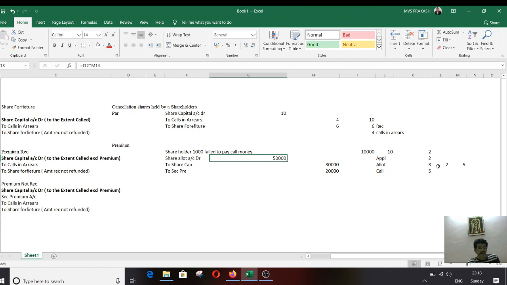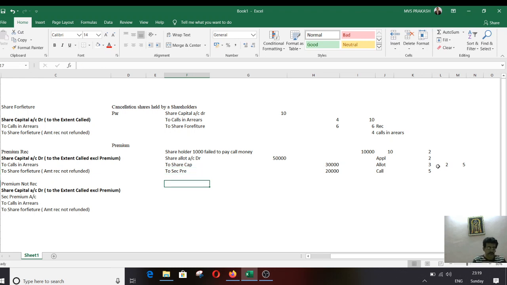Now I had received that. As I had received the premium money, I cannot debit it because 20,000 is already credited. If I debit, what is the meaning of this? Debiting your securities premium amounts to using your securities premium. I cannot use the securities premium for any purpose other than those specified by the Companies Act. So I am not allowed to debit my securities premium, as the premium is received.